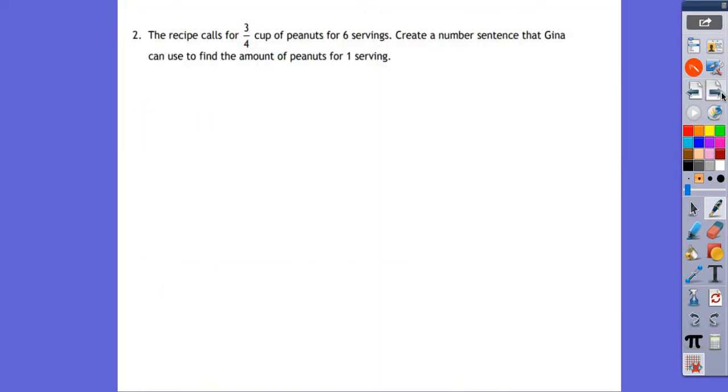So number 2 says the recipe calls for 3/4 cups of peanuts for 6 servings. Create a number sentence that Gina can use to find 1 serving. What operation do I need to do to create 1 serving? Division. What would my problem read? 3/4 divided by 6 equals something. I'm not sure what that equals, so I'm going to have some scratch work down here. And Ramelis reminded us that we multiply by the reciprocal.